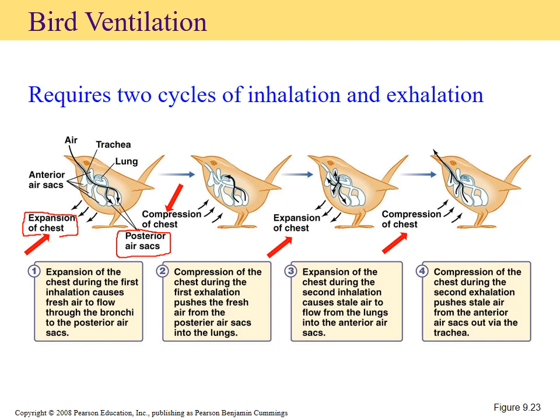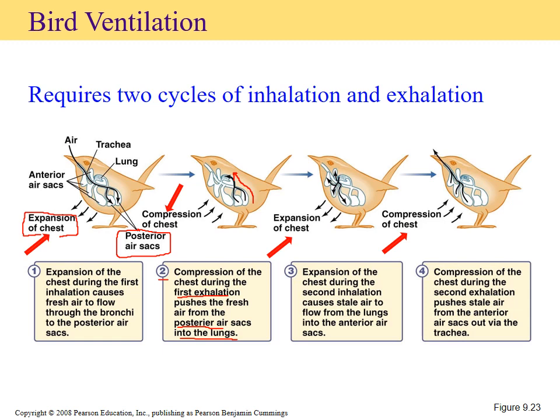Then you're going to do your first exhalation. This is step number 2. When you do your first exhale, we're going to push back the chest. We're going to compress it back to its normal size, and that squeezing mechanism is going to allow the air now to go from the posterior air sacs into the lungs. So as you can see, we've moved from the back to where the lungs are located.